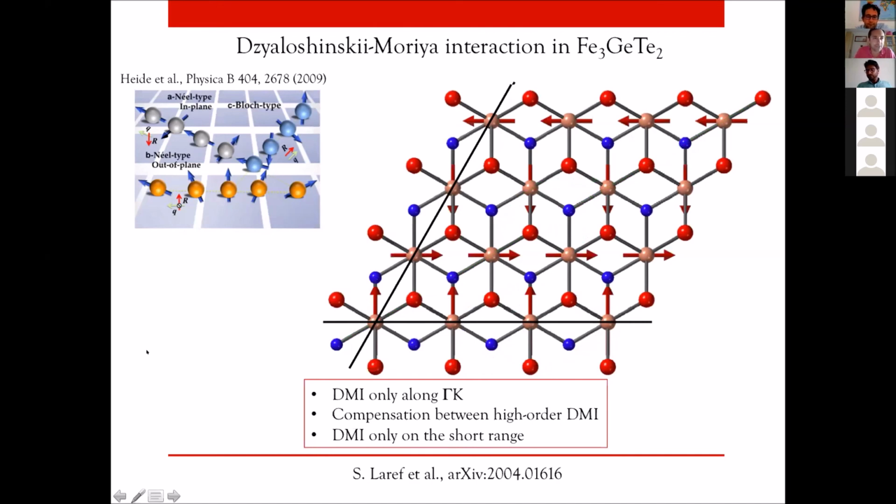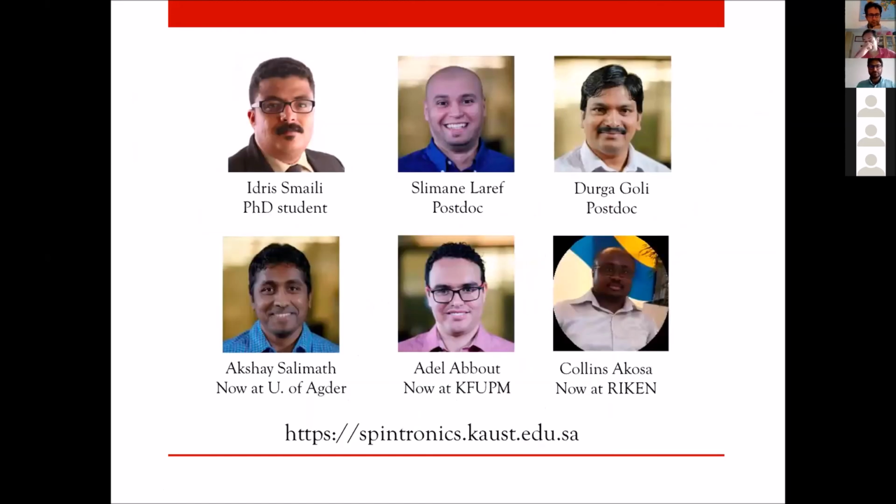Now the problem is that we have a very strong perpendicular anisotropy, so we need some surface engineering to try to cancel it and have a real in-plane spin spiral. But I think this is actually quite an interesting perspective for experiments. So that concludes my presentation.